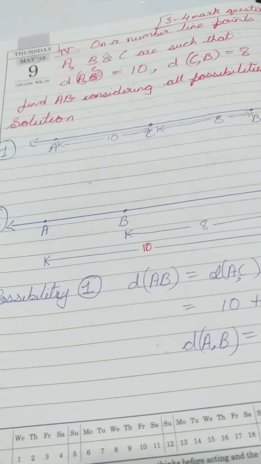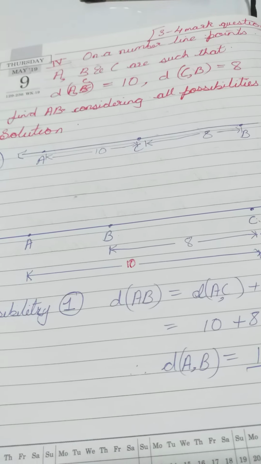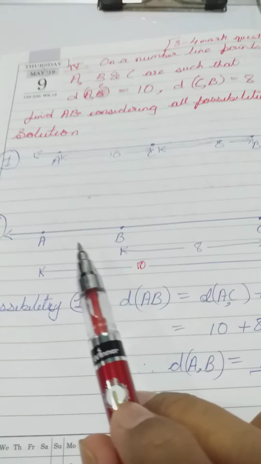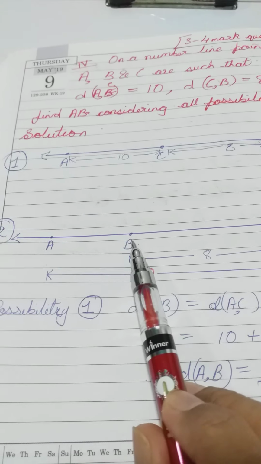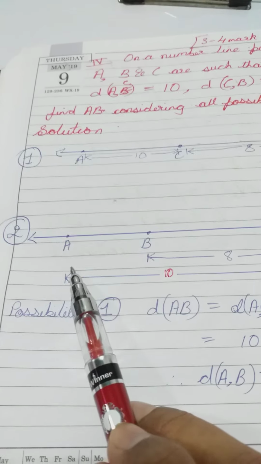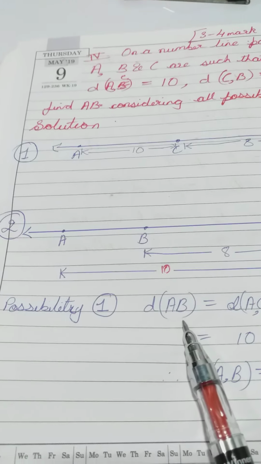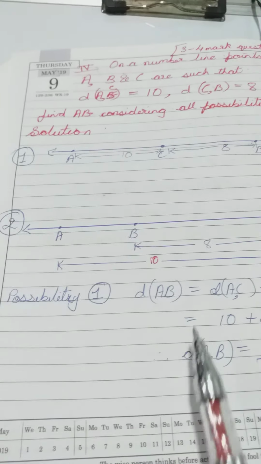You have to draw the diagrams with pencil. This is 10 and this is 8. So how will you find distance of AB? Distance of AB will be distance of AC minus distance of BC, that is 10 minus 8 is equal to 2. Correct? Now we have to write it statement wise.